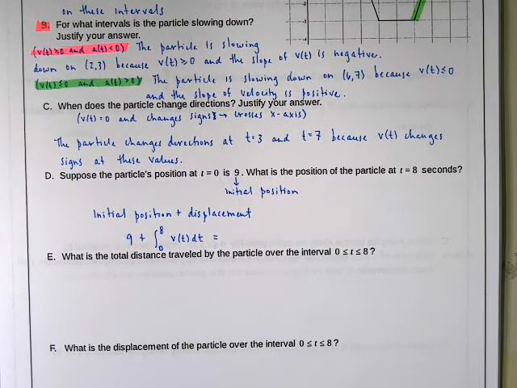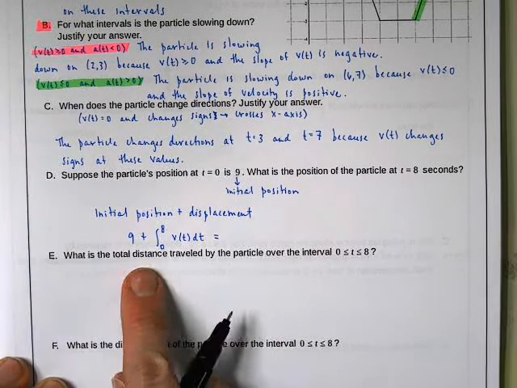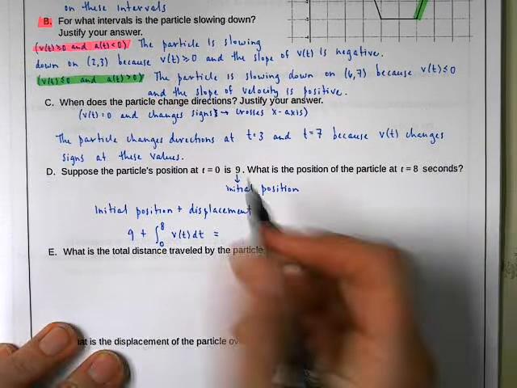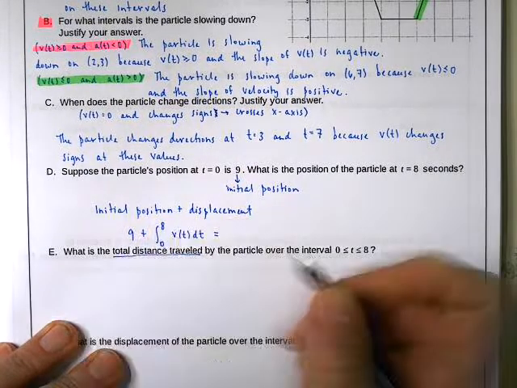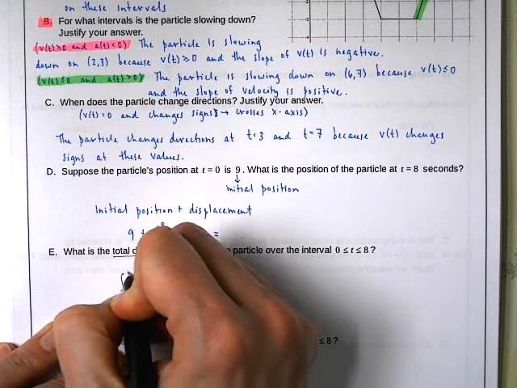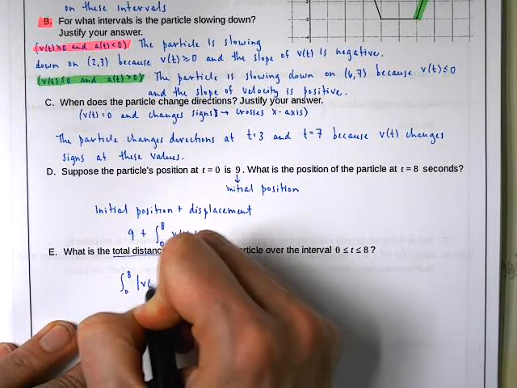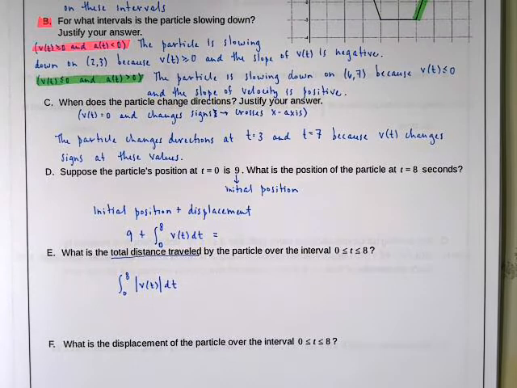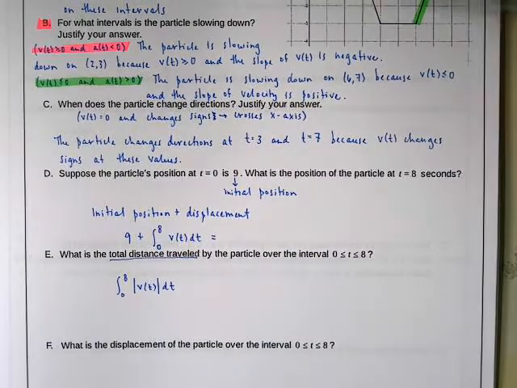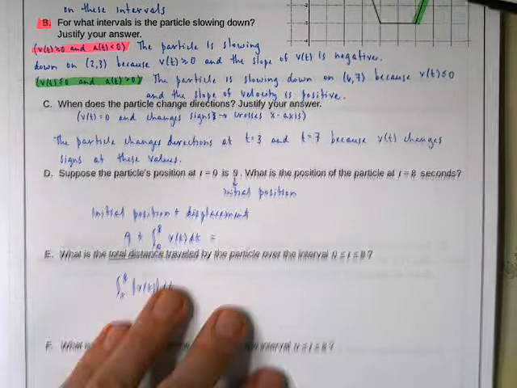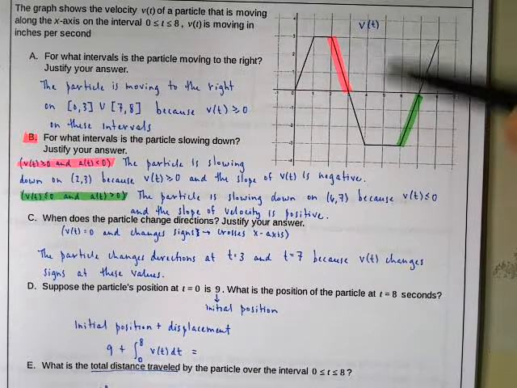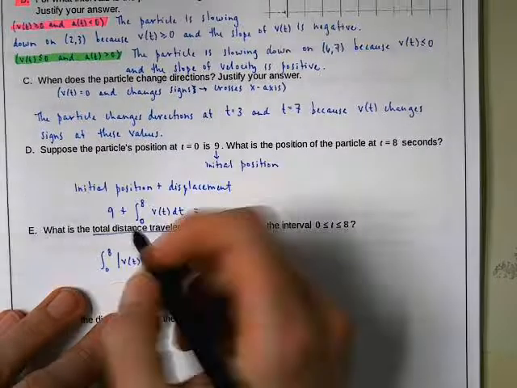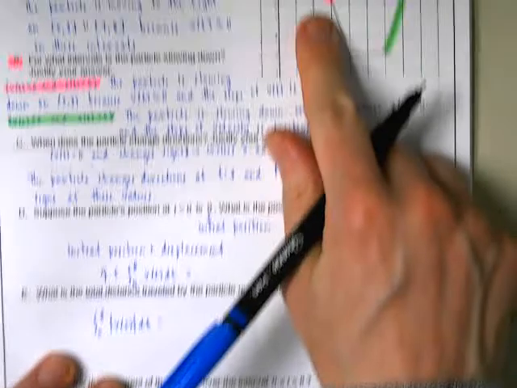All right, and part E now asks us the total distance traveled by the particle over the interval. Whenever I see total distance traveled, I know I'm integrating from 0 to 8, and I'm going to do the absolute value of v of t dt. What that means is that every value that used to be below the x-axis, right, we're going to treat as a positive. So in other words, if I set this up, I have my first integral from 0 to 3.